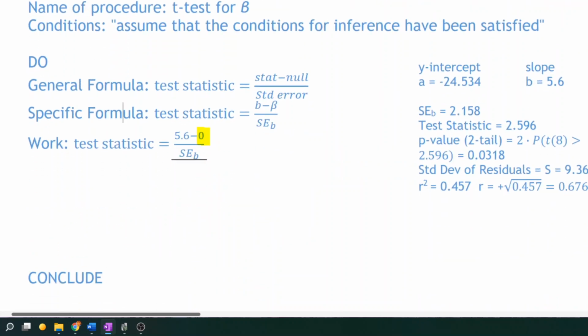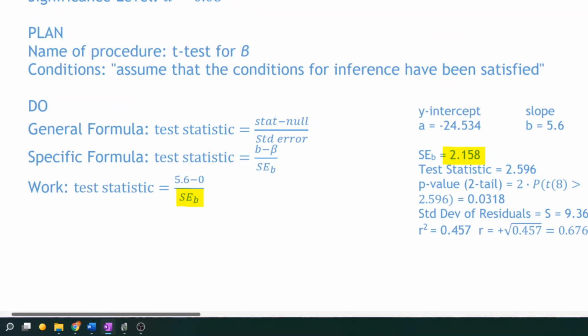And SEB, that's going to be 2.158. Now, all of that calculation here is a little bit for show because we already know, if that part of the chart is open to us, what the test statistic is. That test statistic is 2.596.